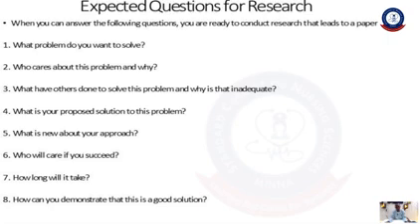How long will it take? How long will it take you to solve the identified problem?